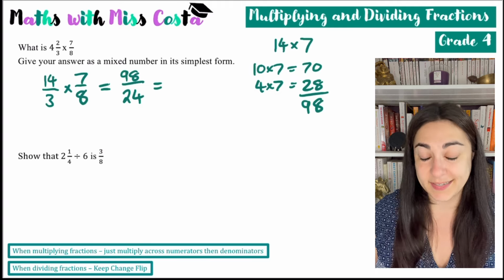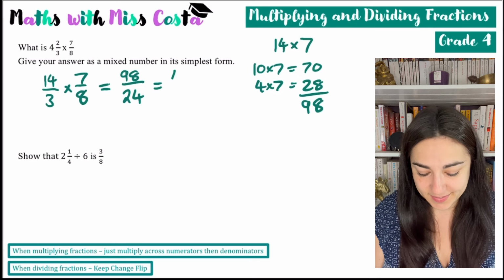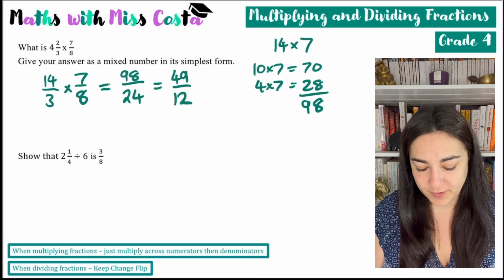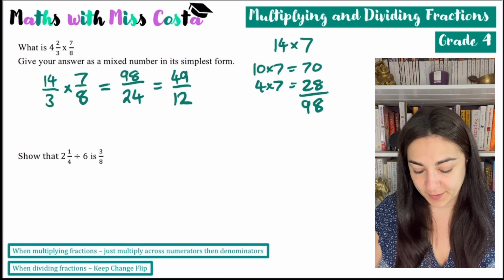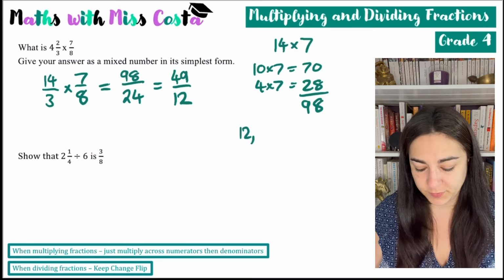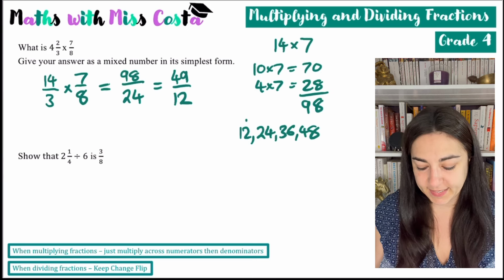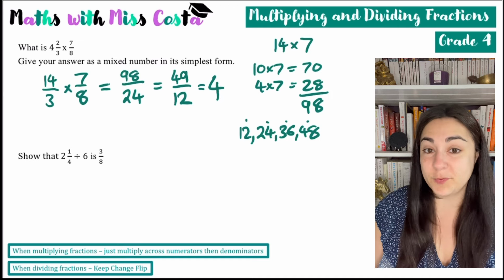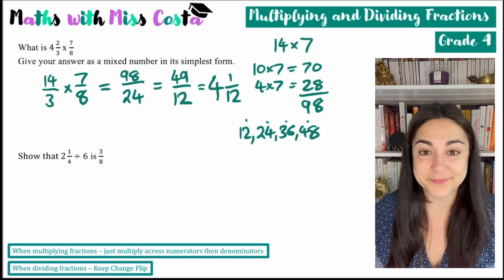And we need to write it in its simplest form. So what we could do is try and simplify it. Divide by 2 first, so that would be 49 divided by 12. And then we could say to ourselves, how many times does 12 fit into 49? You've got 12, 24, 36, 48. So that's 1, 2, 3, 4 wholes. And then from 48 to 49, we've got 1 left over. So that'd be 4 and 1/12.